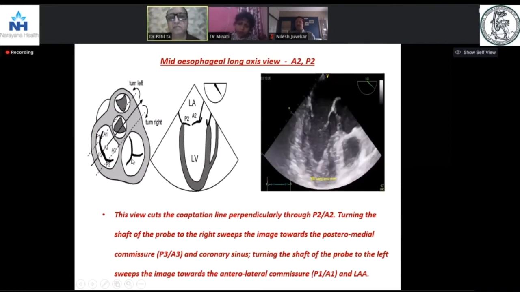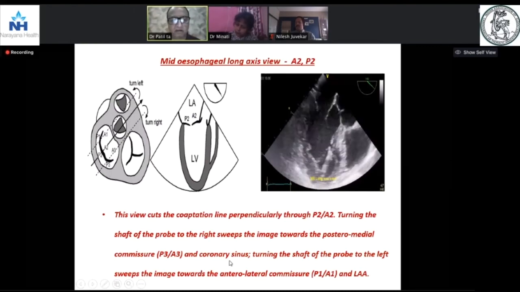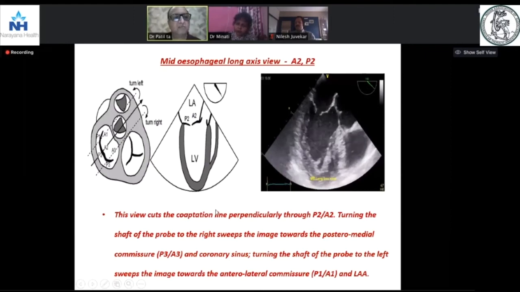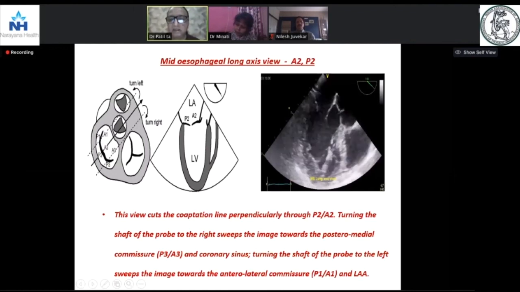Now, the same movements of the probe can be done here. In the sense, if you do a clockwise rotation of the probe, the ultrasound beam cuts across the A3 and the P3 segments and the coronary sinus. Okay, and turning the shaft of the probe in an anti-clockwise direction, or turning the probe to the left, it cuts across the anterolateral commissure, that is A1 and P1 segments of the mitral valve, and the left atrial appendage also. So probe movements also effectively can be done in the mid-esophageal long axis view.